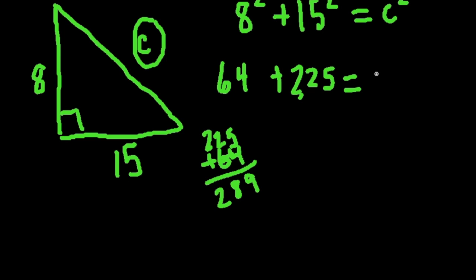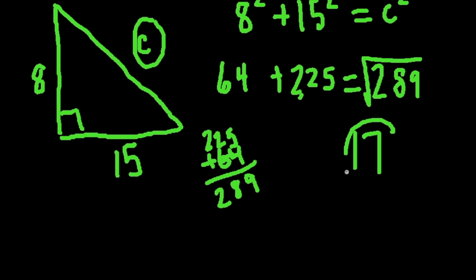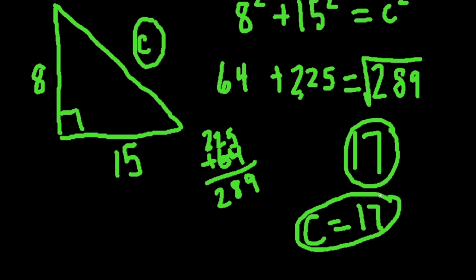289. Our scientific calculators are going to be crucial in this lesson, as you'll find out, so have those out and ready. And the square root of 289 is 17. That is your answer for side C. So we'll write that C equals 17. Okay, we've covered the first section of this lesson. Let's move forward to trigonometric functions and trigonometric formulas.